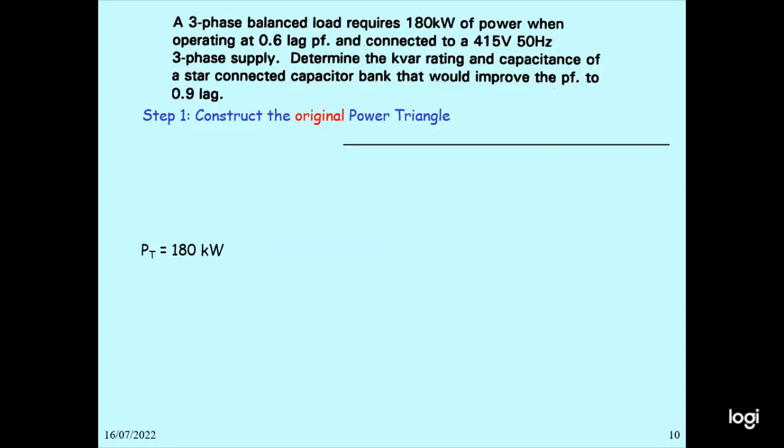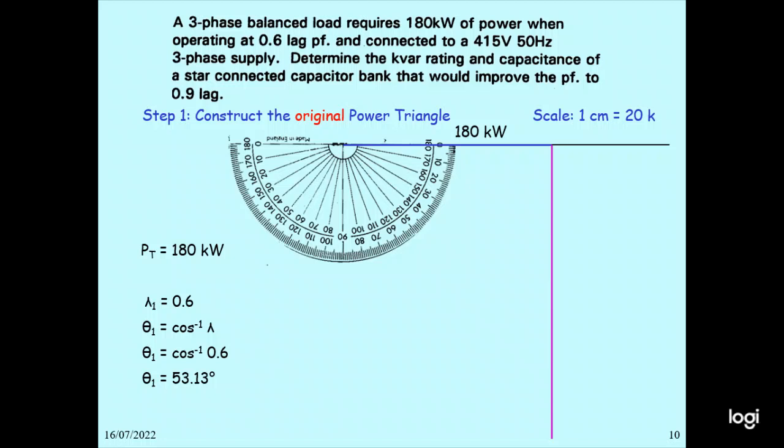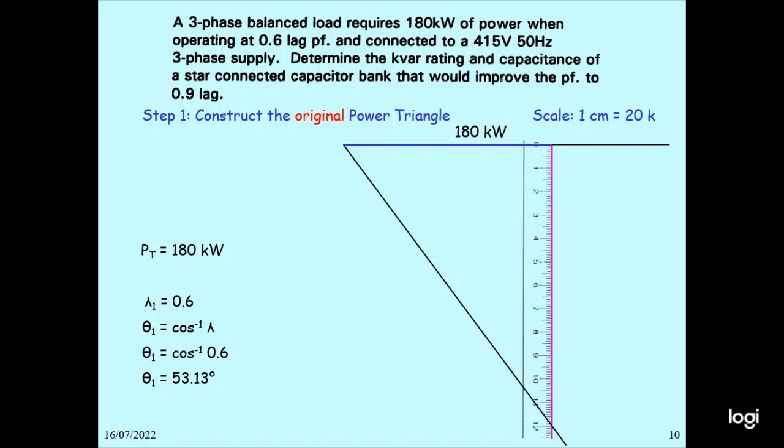So we draw this power triangle, P equals 100 kilowatts. The scale is 1 centimeter to 20 kilowatts. So we draw 100 kilowatts, and then the phasor line, using the protractor, with lambda 1 equal to 0.6. The cos inverse of 0.6 gives 51.3 degrees, so you draw this line. This is the original power. You measure the phasor, S1, which is 240 kVA.